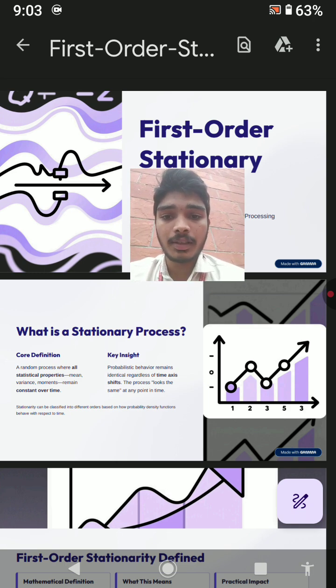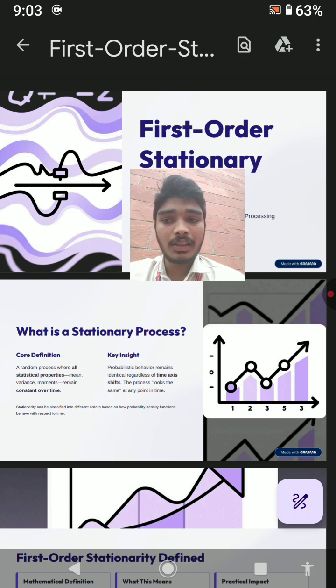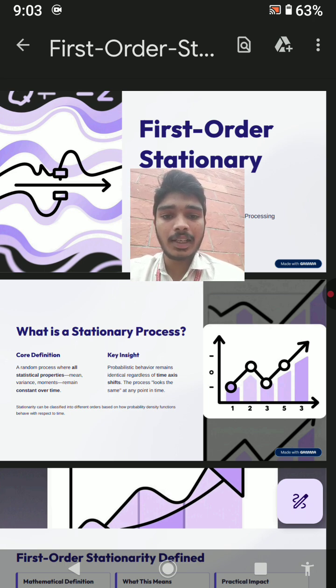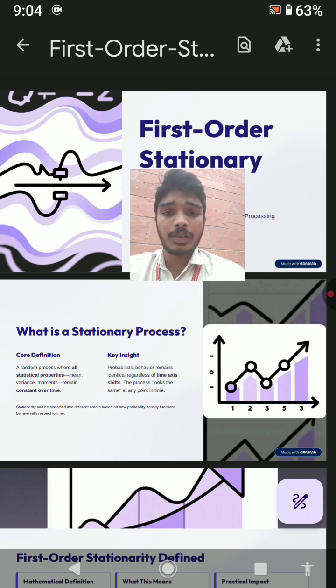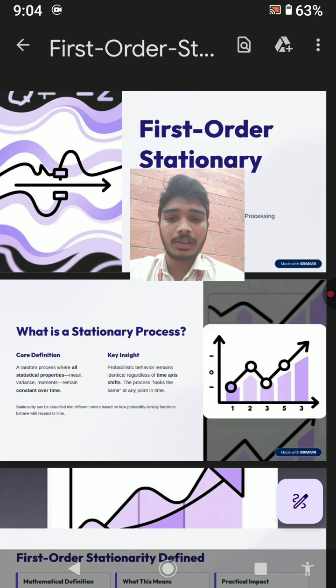Today my seminar topic is the first order stationary process. A first order stationary process is a random process where the first order probability density function is independent of time. This means the process is constant over time. It cannot change with respect to time. The statistical properties at a given time, meaning mean, variance and the like, are not changed with time. Then the process is called a stationary process.